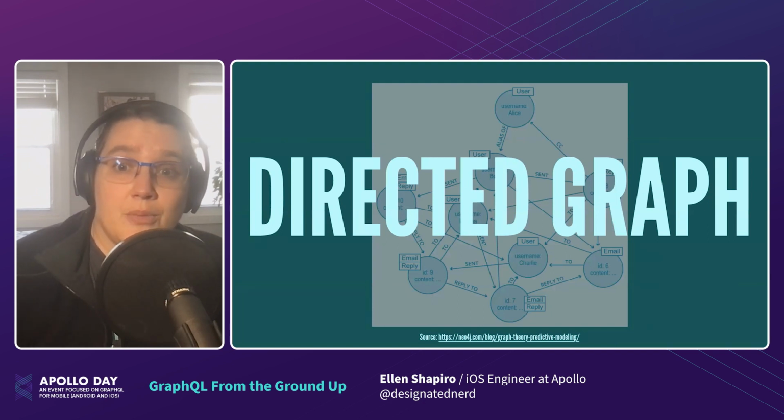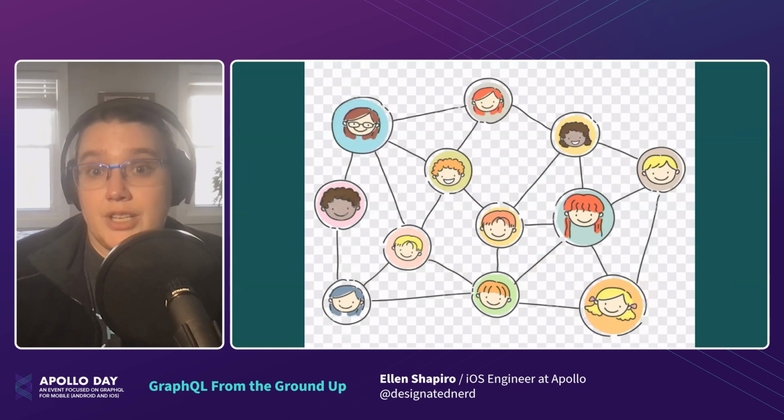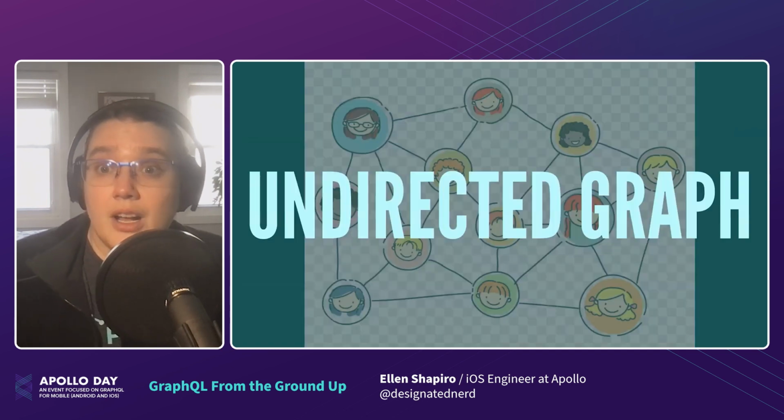Another kind of graph you may be more familiar with is something like Facebook or LinkedIn. Each person has to agree to connect to the other person. And then once that connection is made, things can go either way between the two people. And this is called an undirected graph.